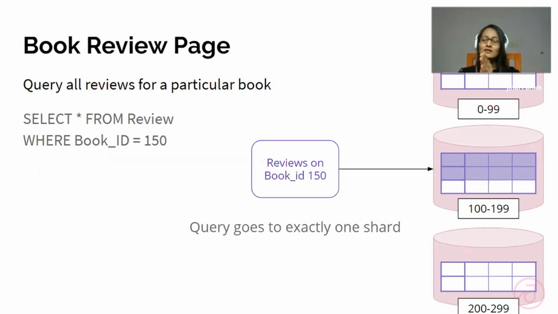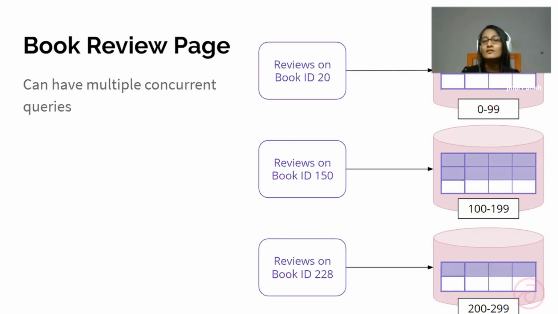Since our data is partitioned on the book ID as the key, it becomes very easy and the query will go to exactly one shard. Since the book ID is 150, our application layer already knows that it has to go to the second shard, and it becomes very fast. What this results in is that we can have multiple concurrent queries. Here we see 3 queries, but you can have many, and for each of them you can determine the shard, so we have a lot of parallelism here.